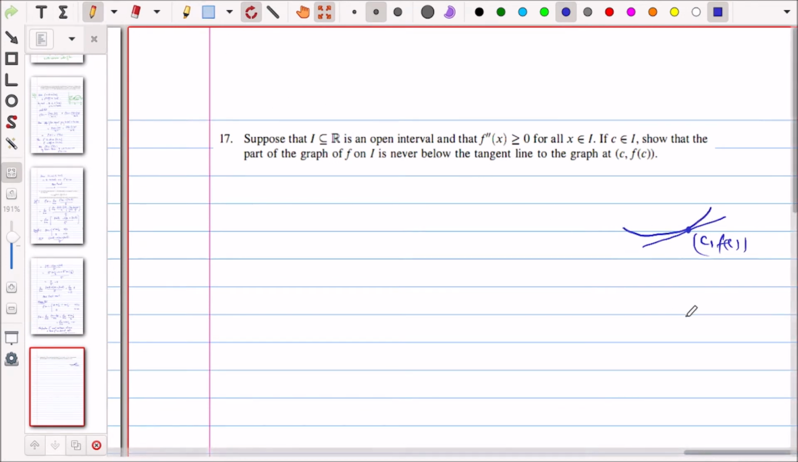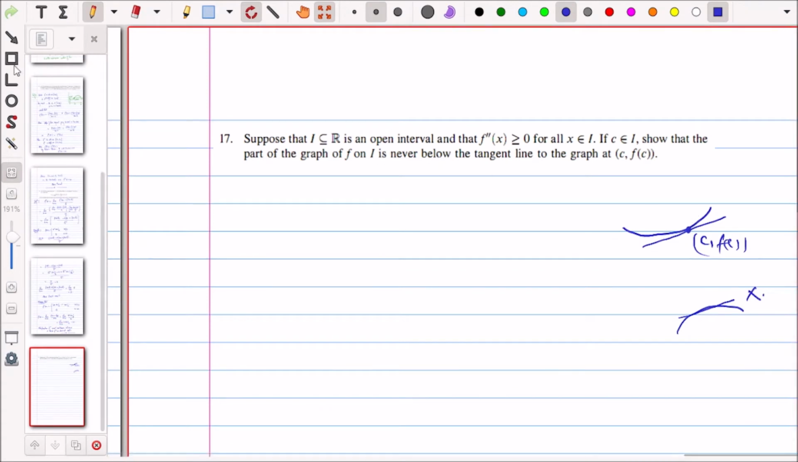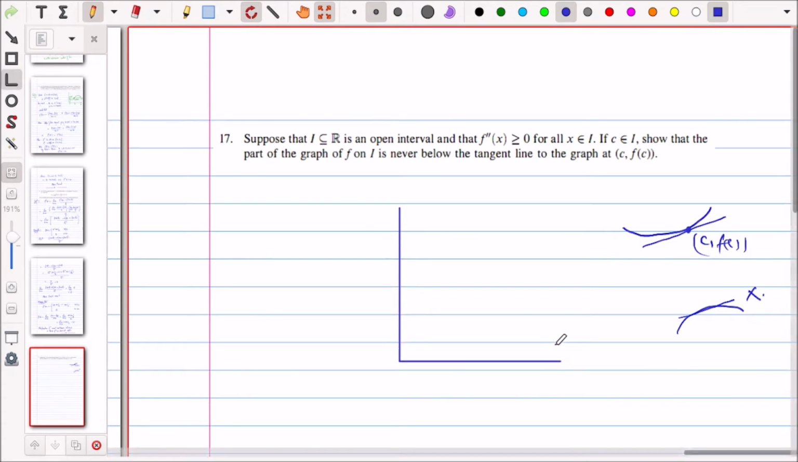So this situation is not there. Basically this situation is not there. So we have to show that this situation is there. That is what we have to show basically. If you look at this, we have to show that at point C belonging to I, so this is some C, this is the tangent at C, f(c).